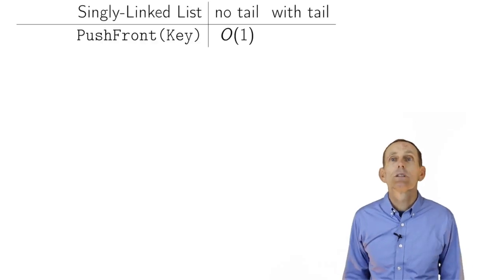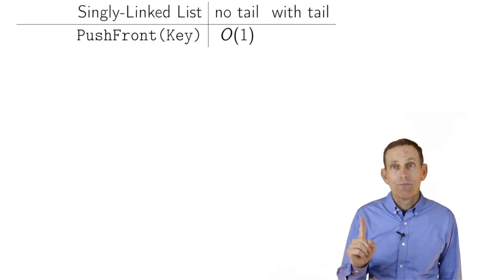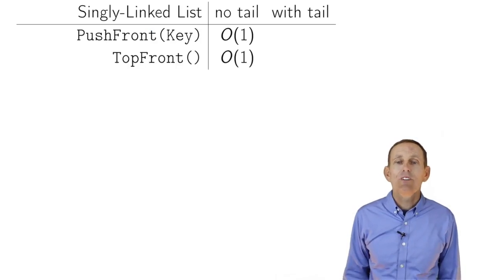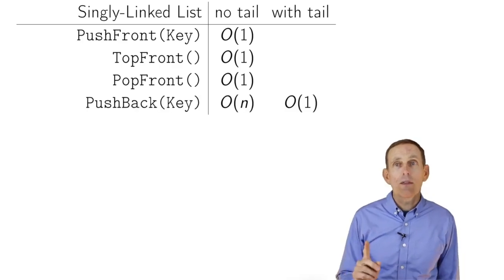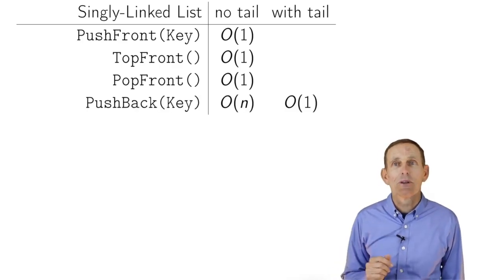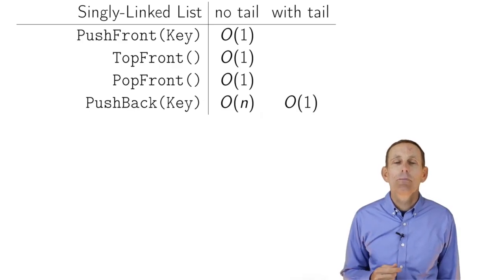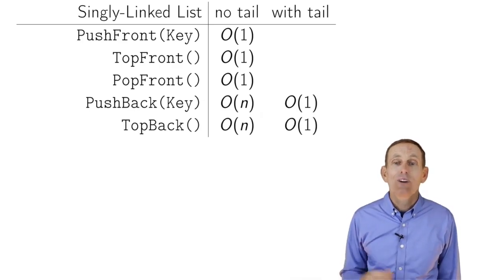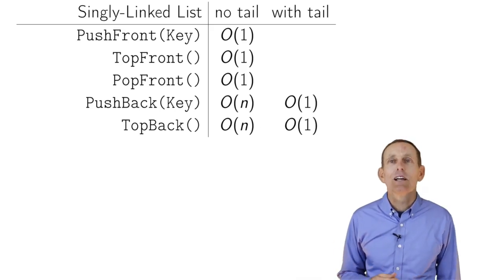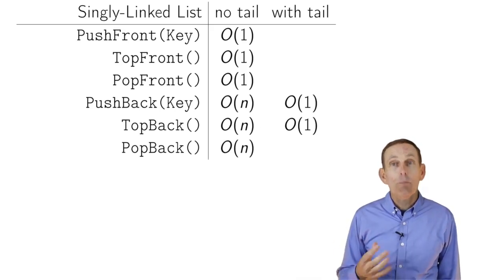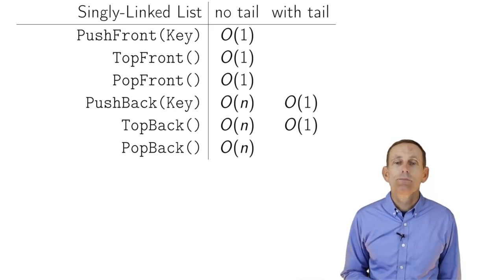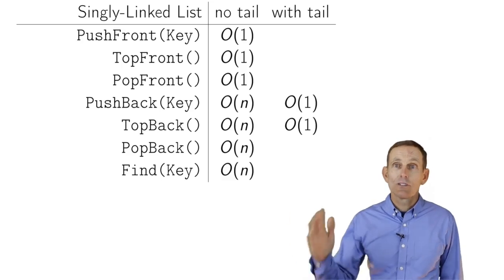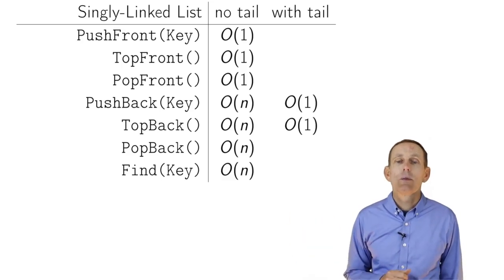So let's summarize what the cost of things are. Push front, order 1. Top front, pop front, all order 1. Pushing the back, order n, unless we have a tail pointer, in which case it's order 1. Top back, order n, again, unless we have a tail pointer, in which case it's order 1. Popping the back, order n operation, with or without a tail. Finding a key is order n. We just walk our way through the list trying to find a particular element.